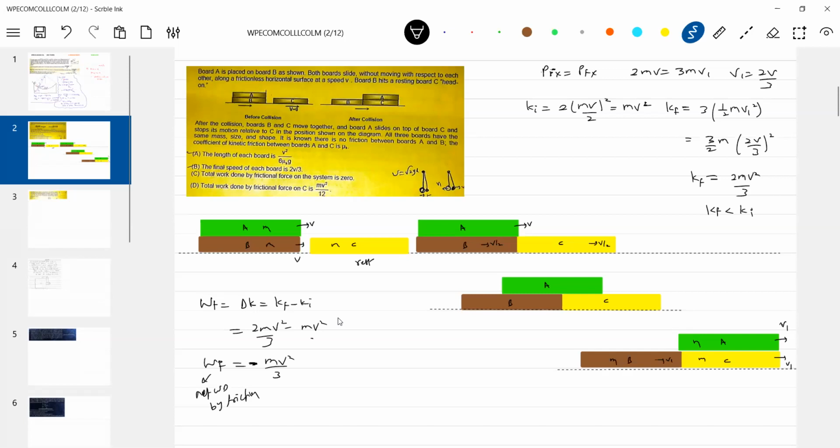Total work done by friction force on C is what's being asked, only on C. What was the initial kinetic energy of C? It was at rest. Finally, it is moving with V1. So the work done by the frictional force on C will be equal to the change in kinetic energy, m v1 square by 2. V1 is how much? 2v by 3 whole square. So this will be 2mv square by 9.